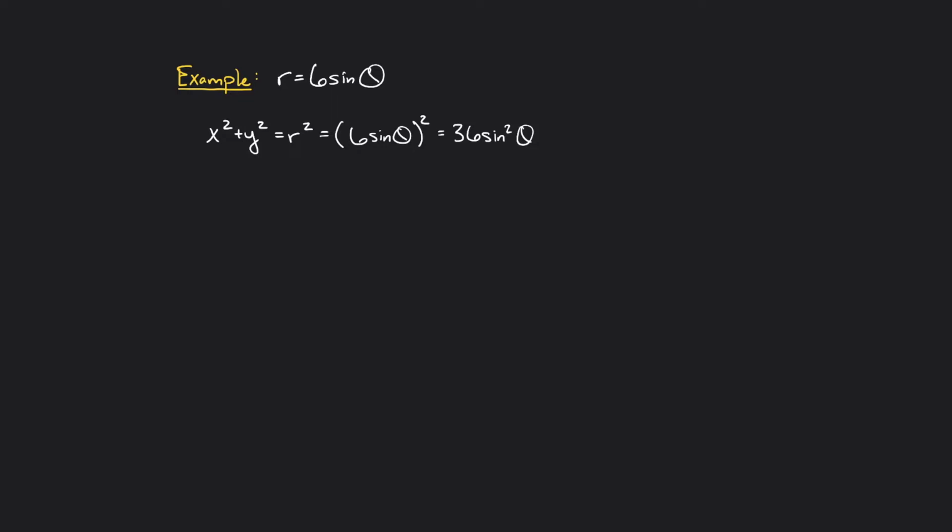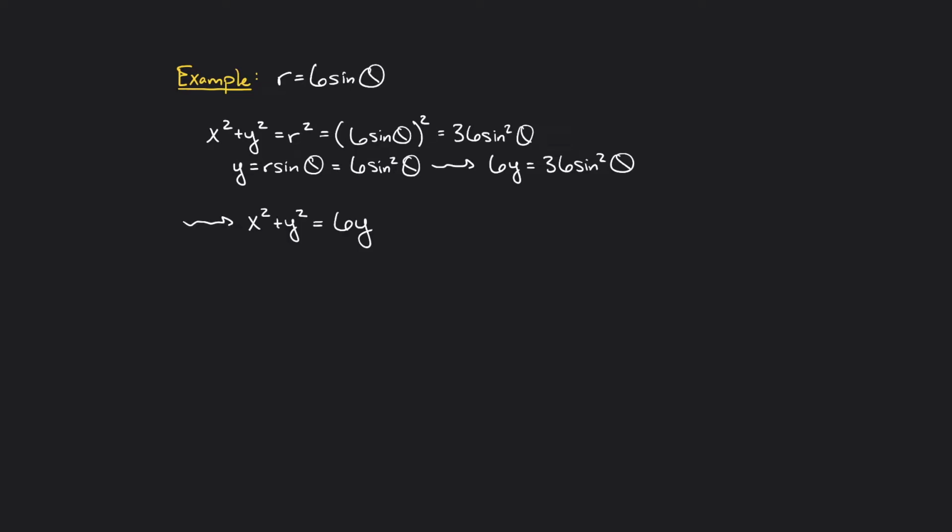Now, since a sine of theta shows up, we may guess that this term may relate to y somehow. If we take the equation for y equals r sine of theta, and plug in our function for r, we get that y is equal to 6 sine squared of theta. Multiplying both sides by 6, we find that the right-hand side of the original equation is equal to 6y. And therefore, we have the equation x squared plus y squared equals 6y.